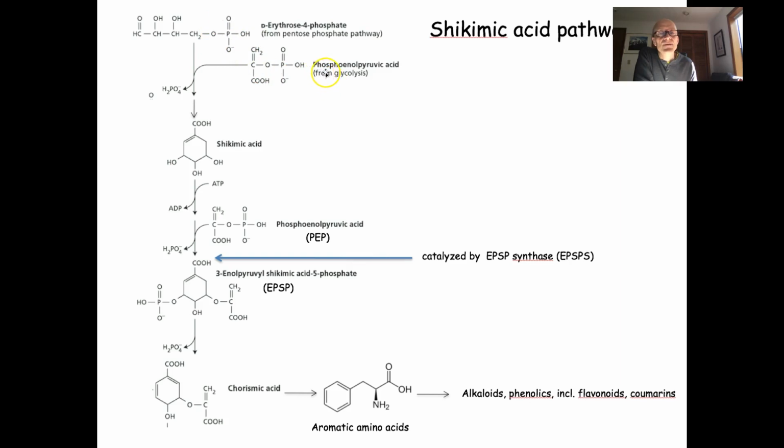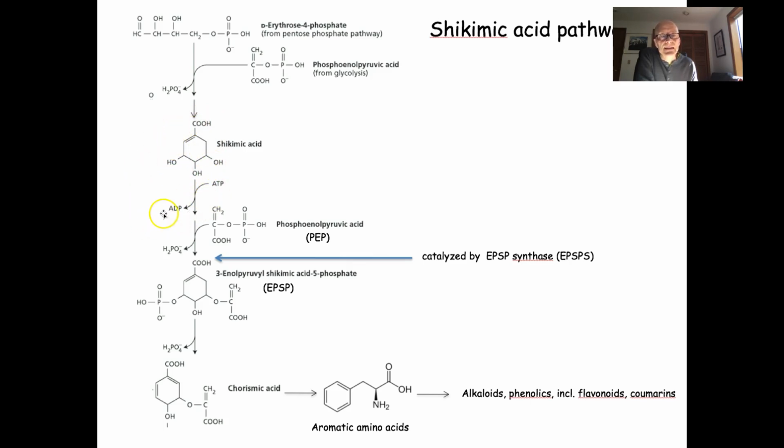And then you add phosphoenolpyruvate or pyruvic acid here, depending on the pH. This comes from glycolysis, right? So from almost at the end of the glycolysis pathway, you have seen this before. So this plus that will split off the phosphates and will produce shikimic acid. So this is shikimic acid here, this substance. 1, 2, 3, 4, 5, 6, 7 carbons. And then it has the 3 hydroxyl groups here.